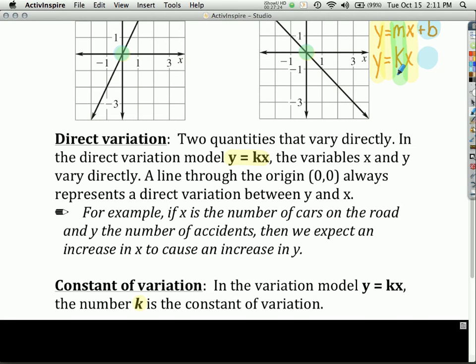So I will actually not use this phrase very much at all. I might have it in the instructions here or there, but for the rest of the year, I probably won't say constant of variation. I will say slope. You have to know that constant of variation is the same thing as slope. On the EOC at the end of the year in May, you're going to have a question or two that says, what's the constant of variation in this direct variation model? Wow, that's really complicated sounding. But what it really means is, what's the slope? So you have to know that they're the same thing.